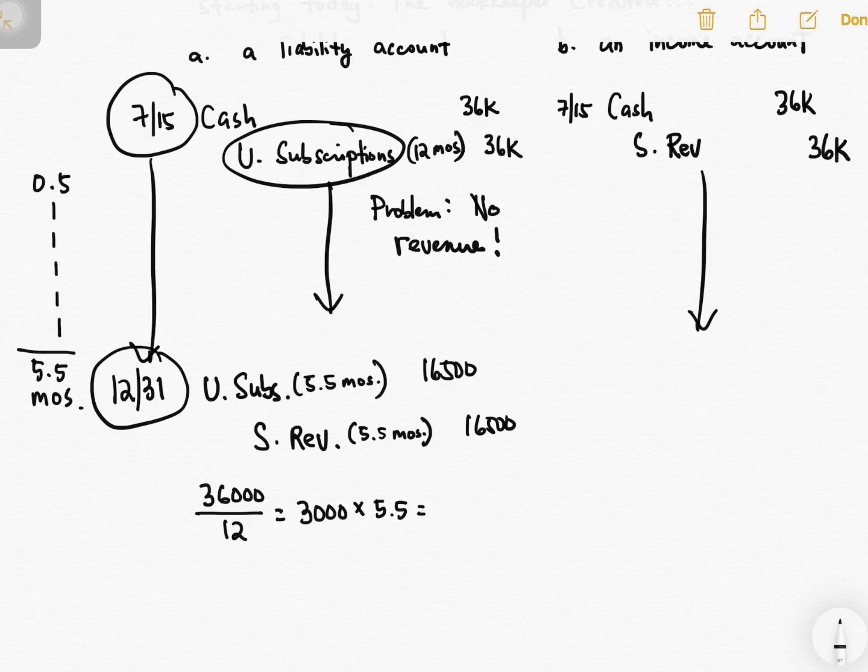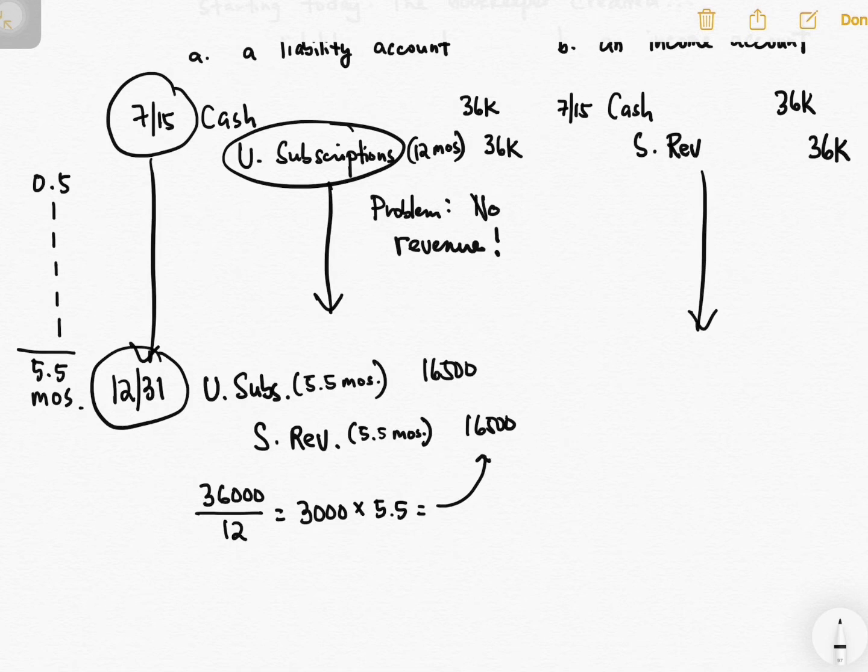I'll just repeat. In the initial entry, you recognize a liability. What's the problem at year end? You don't have any revenue. You should have, right? Because you already did the service for 5.5 months. So what you will do in the adjusting entry is recognize the revenue and then deduct the obligation because you already rendered the service.